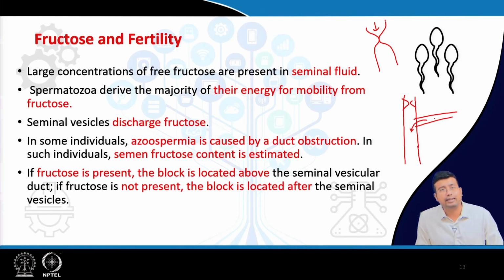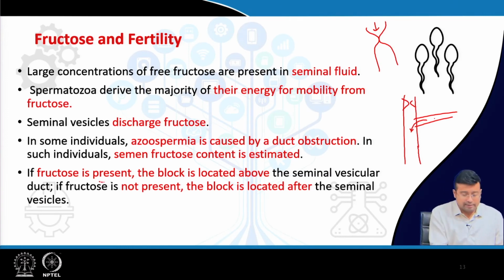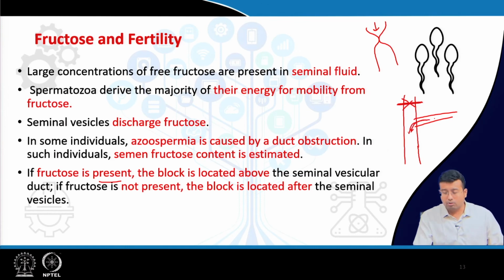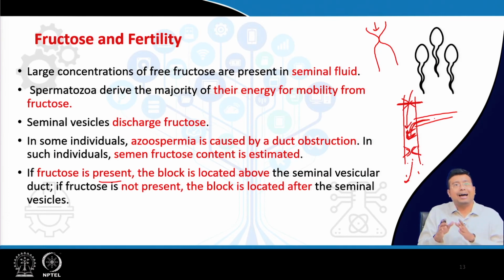So, how can we get an idea whether the block is present above or below? See, if fructose is present, the block is located below. If there is a block above the seminal vesicle, the fructose is still coming from the seminal vesicle. So, there might be no sperm in semen, but there will be an excess quantity of fructose. But what if the block is in here? It means the sperms are reaching, but they are not getting out. So, the block is located after the seminal vesicle. If the block is located after the seminal vesicle, fructose will not be found, because fructose cannot reach the semen. You get my point?